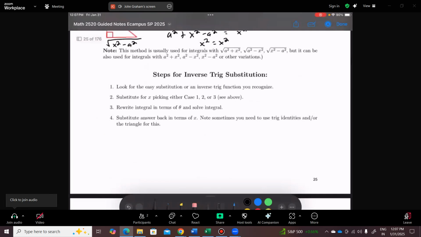Right, so steps for solving these: look for easy substitutions or an inverse trig function you recognize. Substitute for x, picking either case 1, 2, or 3 above. It has to kind of match that form though. And again, the forms it uses are when you have square roots of a squared plus x squared, or a squared minus x squared, or x squared minus a squared, or anything like that form. And then we rewrite the integral in terms of theta and solve the integral.